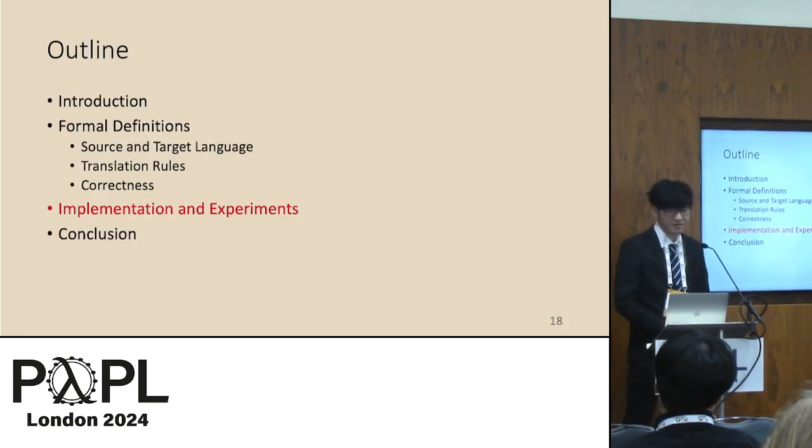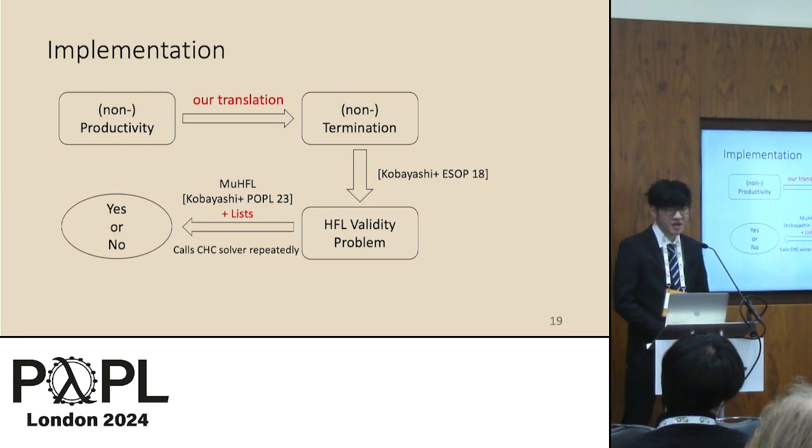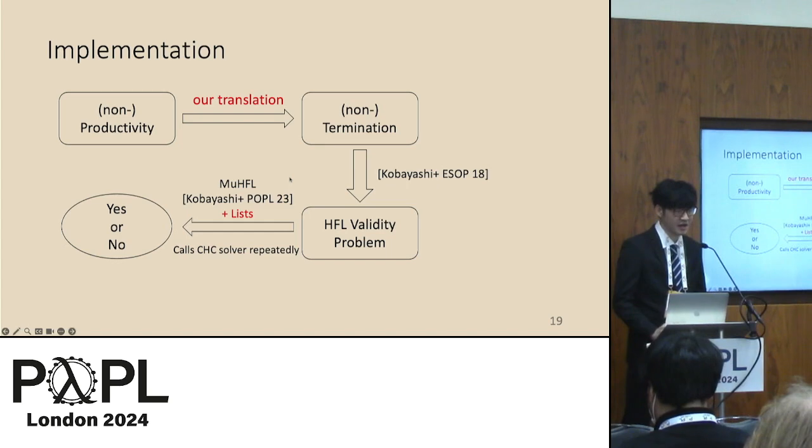Then I'll talk about implementation and experimental results. As I said, productivity and non-productivity are reduced to the termination and non-termination problems. We implemented a new termination checker because there's no termination checker that supports integer list primitives and whose performance is sufficient. The termination and non-termination problems are further reduced to the validity problem of higher order fixed point logic, for short HFL.